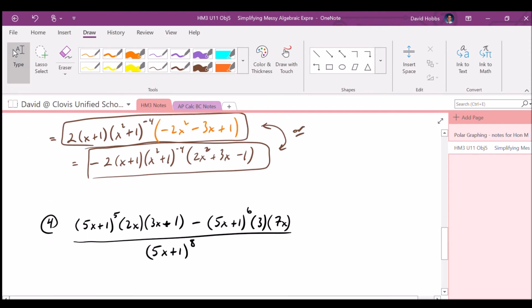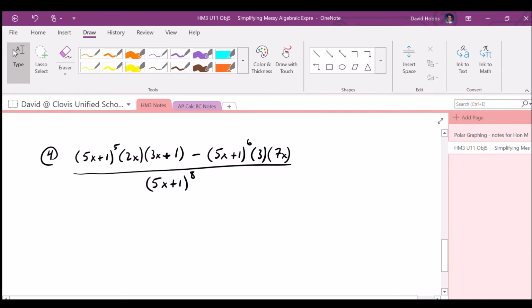Okay, moving on. Number 4. Kind of similar to the last one, except for the fact that this one's already a big fraction. And now I'm noticing lots of 5x plus 1s. Okay, now, yes, there is kind of a shortcut thing here. If you really understand it, you just got to be careful. The top is not in factored form. There's a minus in between, and so the top is not in factored form. Safest way to do this, factor the numerator.